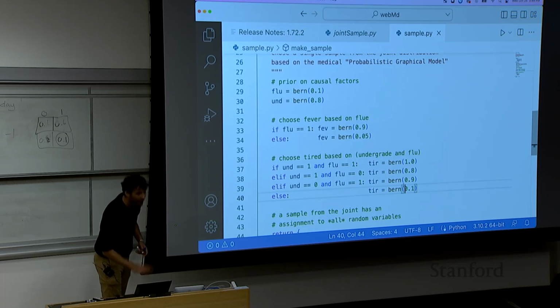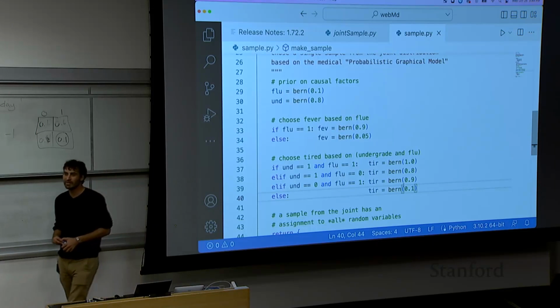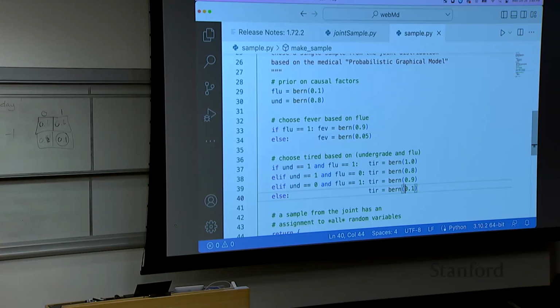So this is such a great question. Anytime we've got probabilistic models, there will be numbers, and there's a great question of where do those numbers come from?